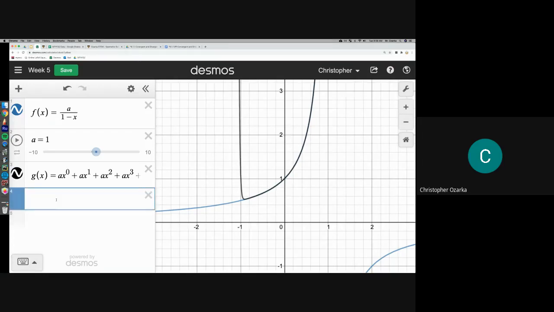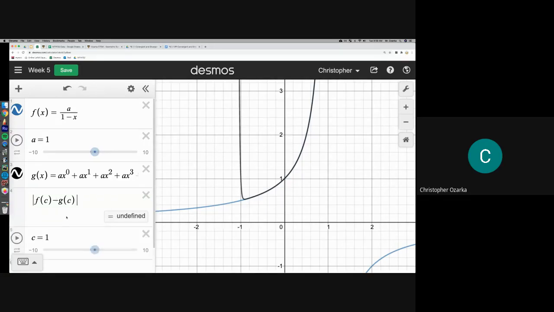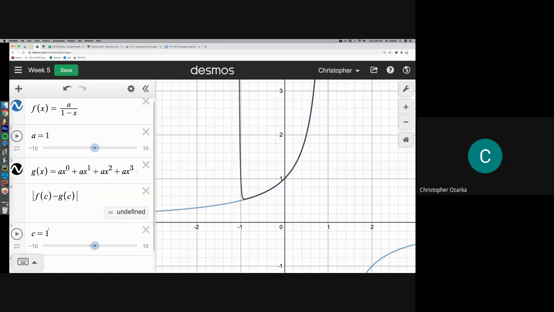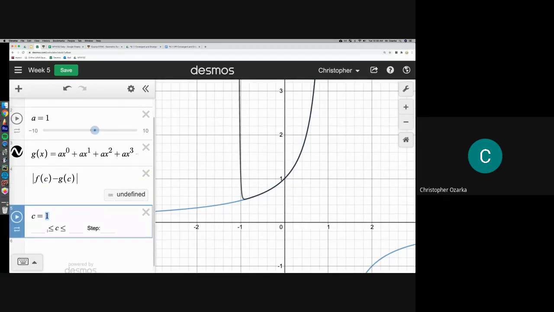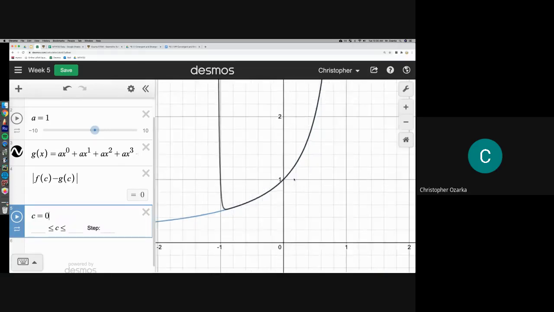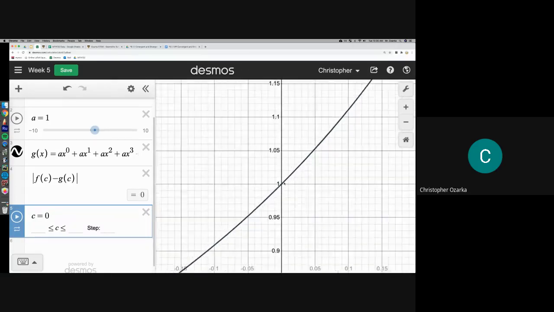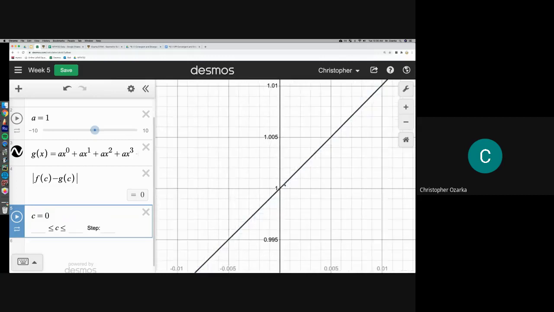And what you can do is check this out. We're going to do the absolute value, just to make it positive, of F of C minus G of C. F of X and G of X are supposed to be the same. So if you subtract them off, this one's undefined because it's 1. But if I did something like 0, the difference between them is nothing. That means if you zoomed in here, it's going to perfectly overlap the whole time.